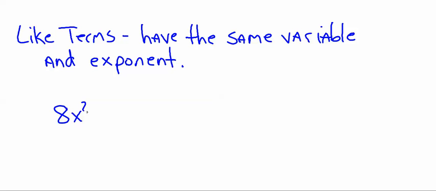So 8x squared plus 2x squared is equal to... are they like terms, Madison? Why are they like terms, Madison? They both have x squared after them, don't they? So you can take the 8 and add it to the 2, and you're going to get 10x squared.